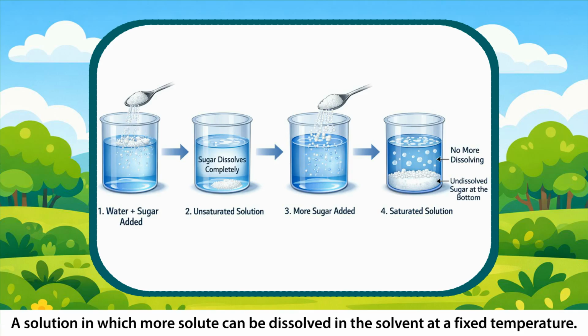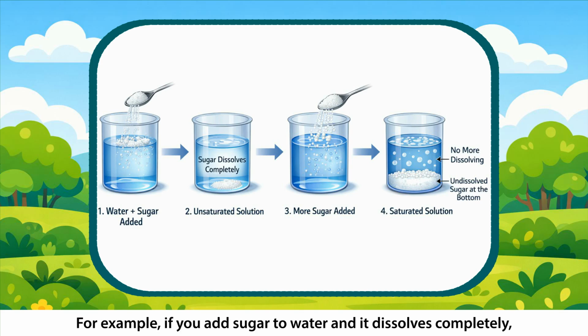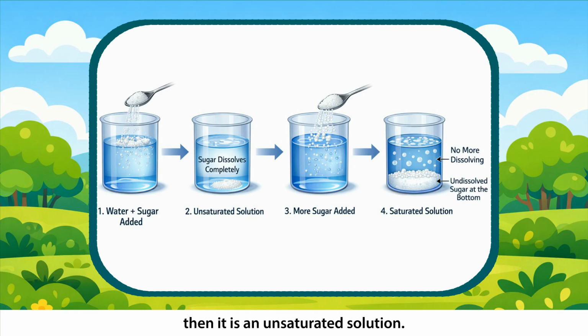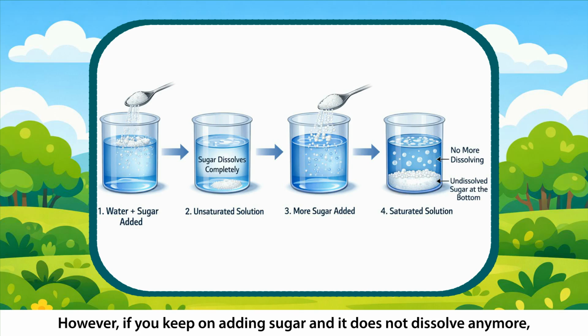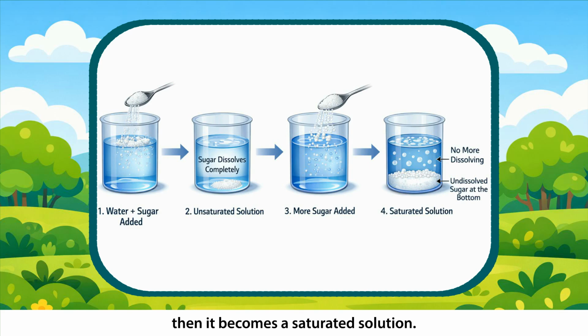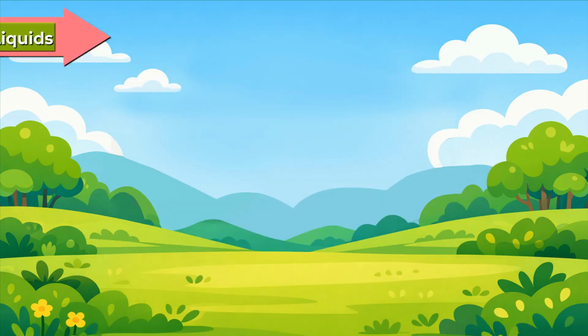A solution in which more solute can be dissolved in the solvent at a fixed temperature. For example, if you add sugar to water and it dissolves completely, then it is an unsaturated solution. However, if you keep on adding sugar and it does not dissolve anymore, then it becomes a saturated solution.